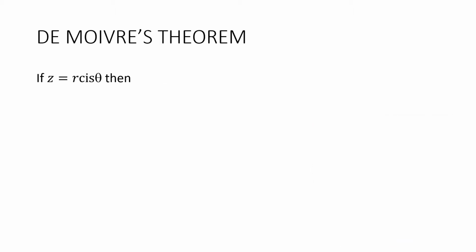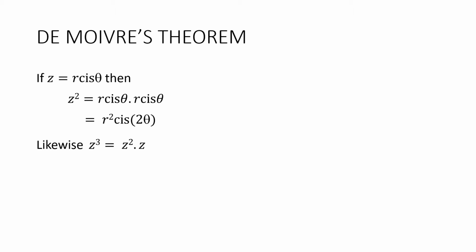So let's begin. If z is equal to r cis theta, then z squared is equal to r cis theta multiplied by r cis theta. We just learnt about multiplying complex numbers that are written in mod-arg form. We multiply the moduli, we add the arguments. We're going to get r squared cis 2 theta. Similarly, z cubed is equal to z squared times z, which is r squared cis 2 theta multiplied by r cis theta. Same method, r squared times r is r cubed, cis 2 theta plus theta is 3 theta.